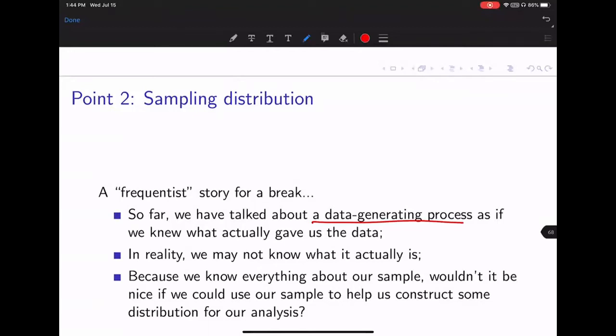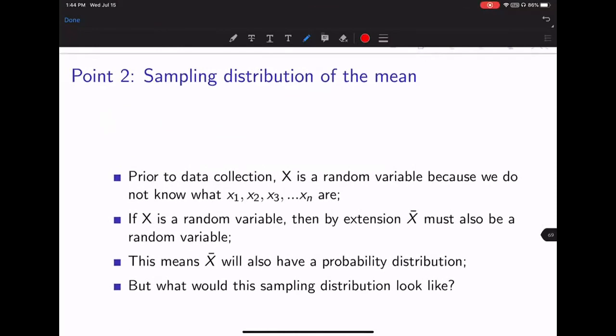And this is sampling distribution. This is the whole idea of sampling distribution. We may not know what the actual distribution is, but since we have data, since we have a sample, we can do something with it, right? So why don't we use the sample, the things we have in our hand, to construct some kind of distribution? And we can use this hypothetical distribution to test statistics, to test some significance levels and whatnot. So this is the story behind sampling distribution.